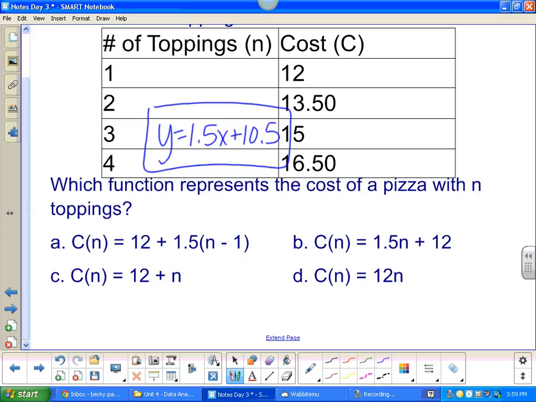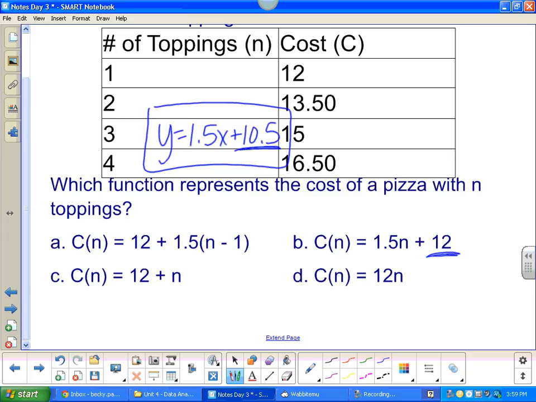And then I go look at my 4 choices, and I don't see it. The number one mistake students make is they're going to pick B because it has the right slope and the y-intercept is really close, but it's not the same. B's y-intercept says that a pizza with 0 toppings is going to cost $12, and our equation says a pizza with 0 toppings is going to cost $10.50. Well, that's a big difference.